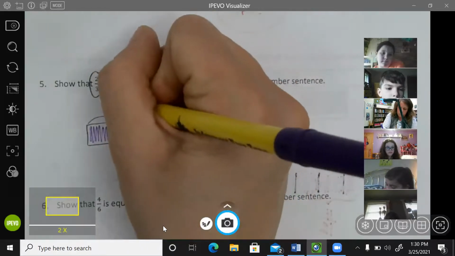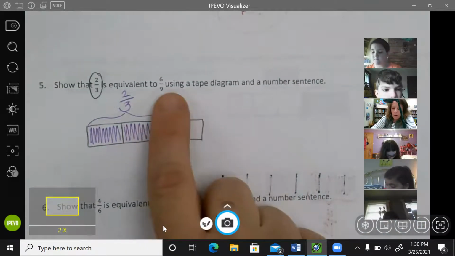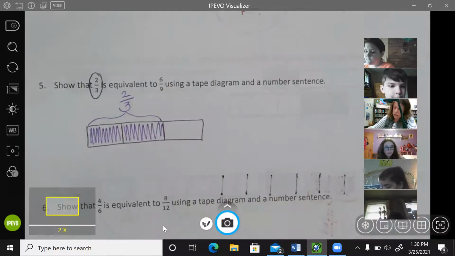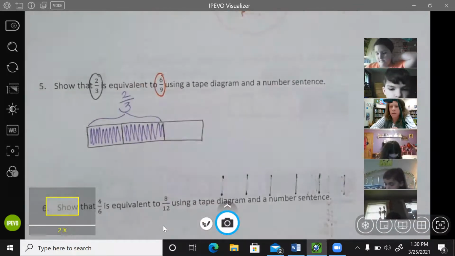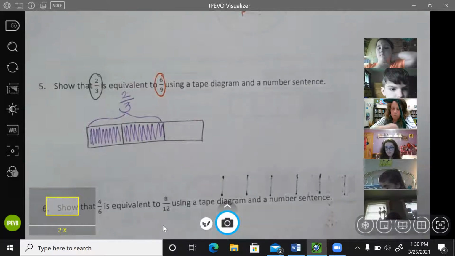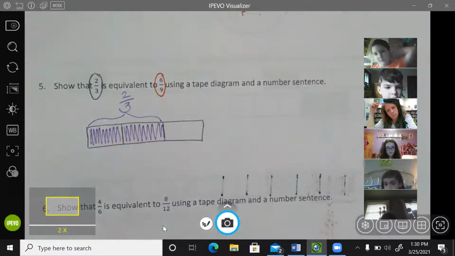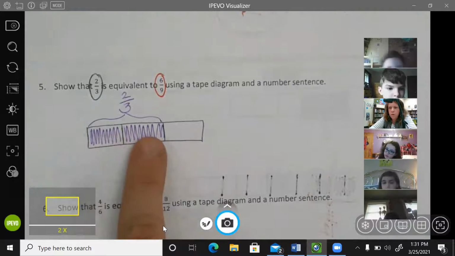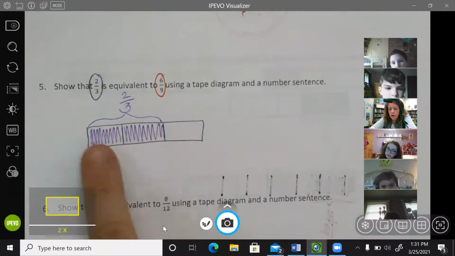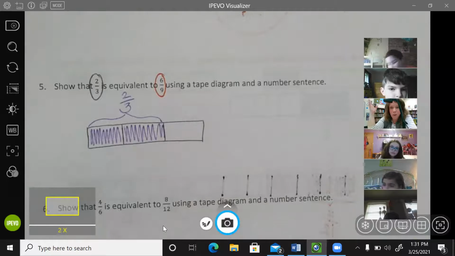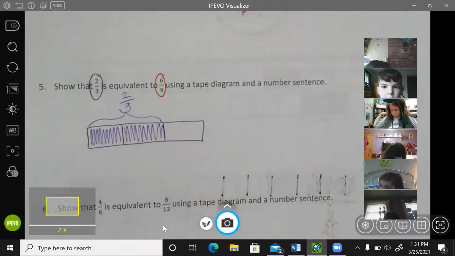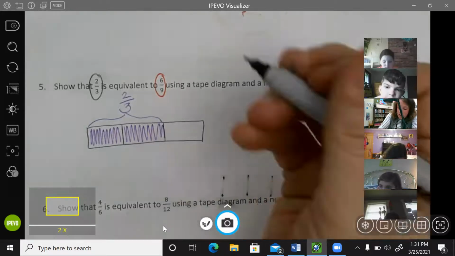2/3. Okay, Colin. Now I would like you to tell me how I can now represent 6/9 using the same tape diagram. Break up each third, break up each of the 2/3 into 3 pieces. Well, would I only break up these 2/3? No, I need to do all of them. And you are correct. I can't just split these in the middle because, Colin, if I just split them in the middle, how many pieces will I have total? 6. I'll have 6, and I need 9.